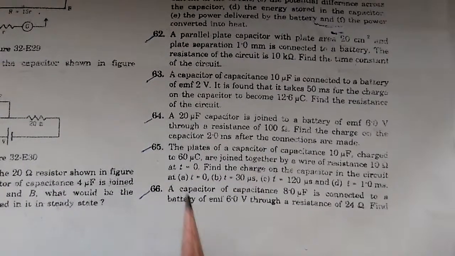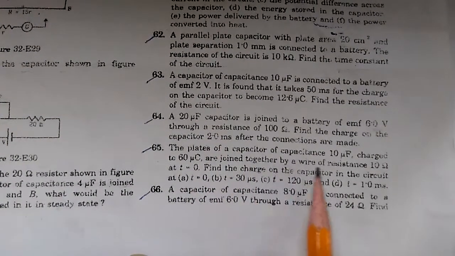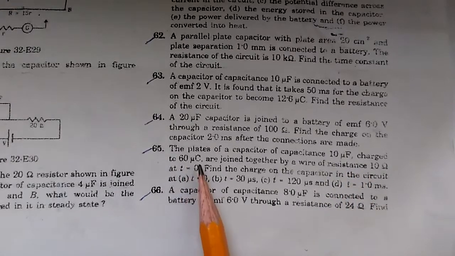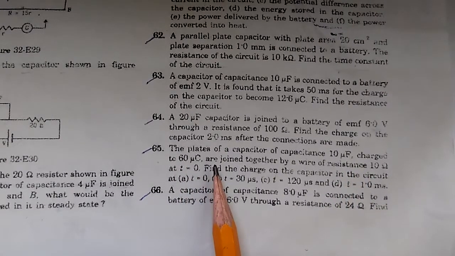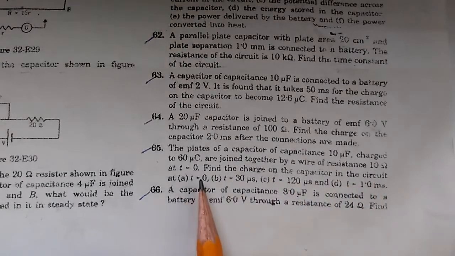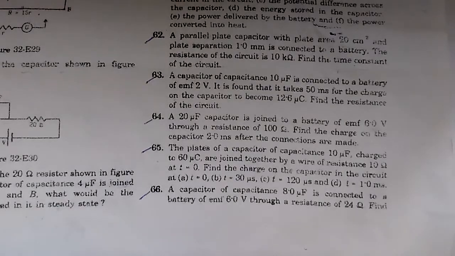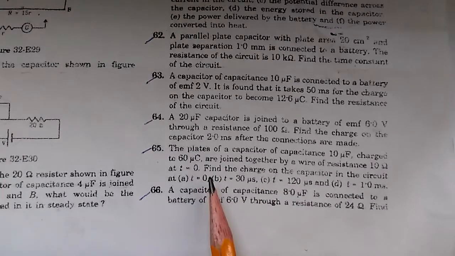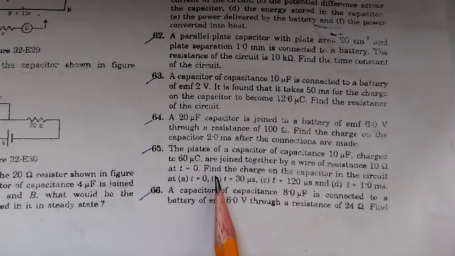Question number 65. The plates of a capacitor with the given capacity 10 microfarad is charged to 60 microcoulomb, and then this is joined together by a wire of resistance 10 ohm at t equal to 0. What happens when you charge it and then connect it with a resistance is that essentially you are shorting it, or starting a discharge process on the capacitor.